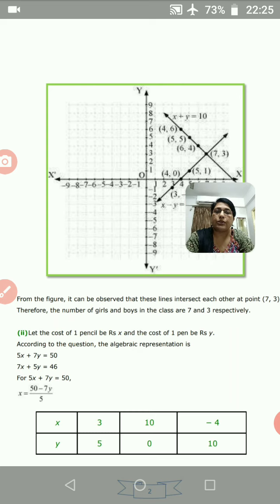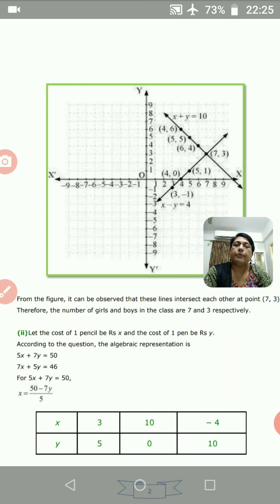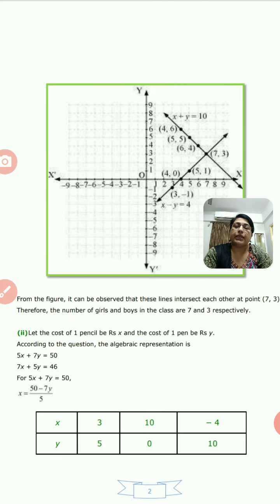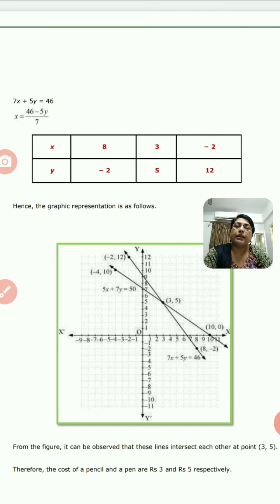If you represent this on the graph, you get intersecting lines. So they intersect at point 7,3, and we can say that point is the solution. So they intersect each other in one point. And for the second question, if we generate equations this way and represent them on a graph, again we get a unique solution, 3 and 5.